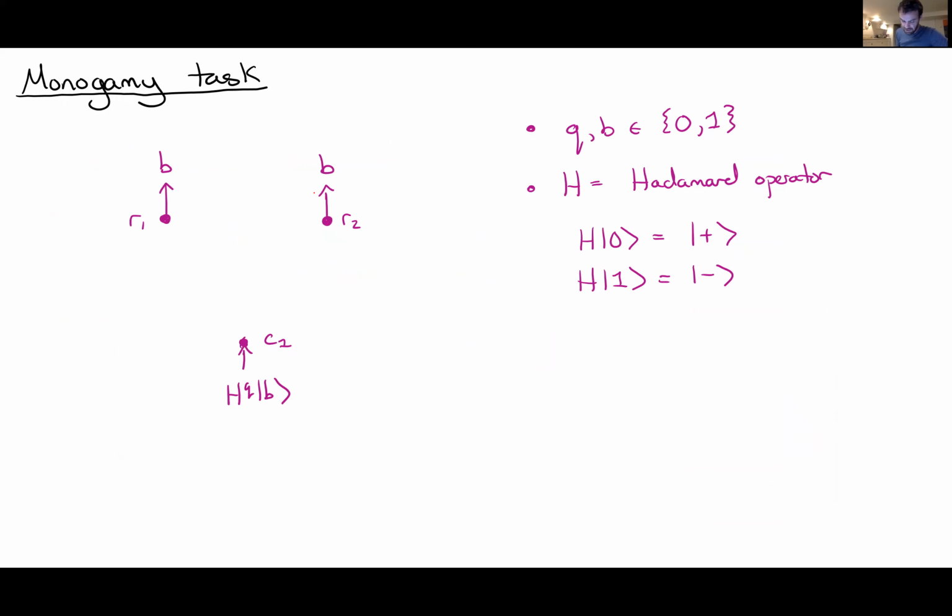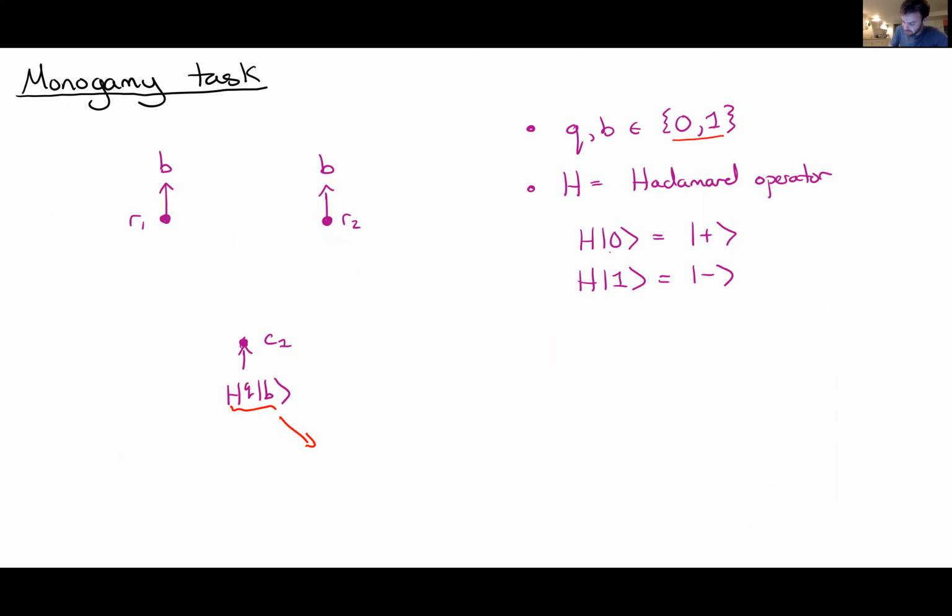Here's the task I'm going to use. So the task has one input and two outputs, and the input is this state here, HQB. B and Q are both bits. They're 0 or 1, okay?